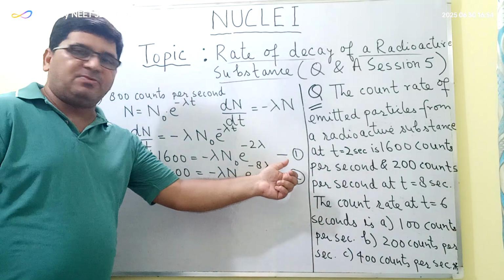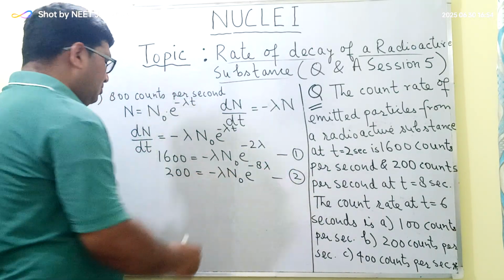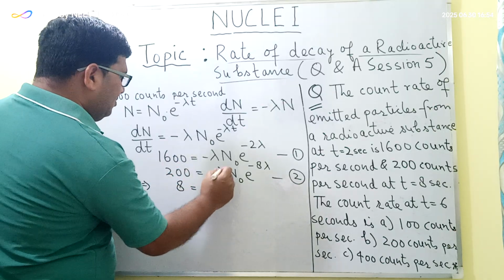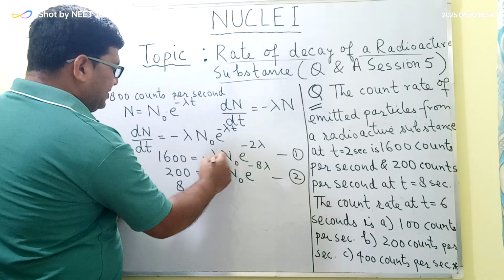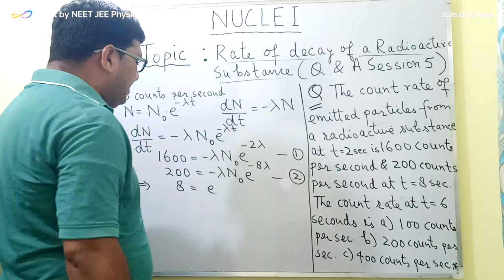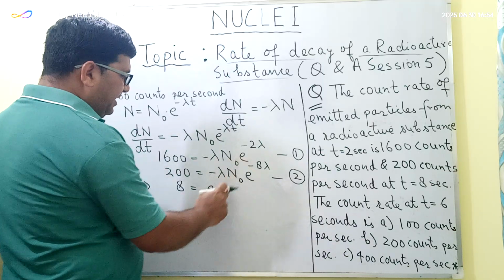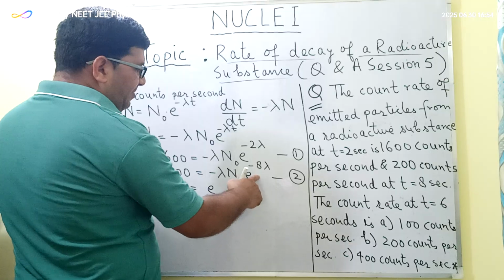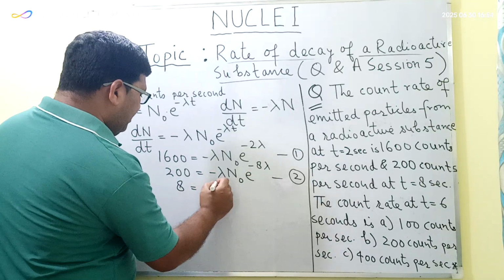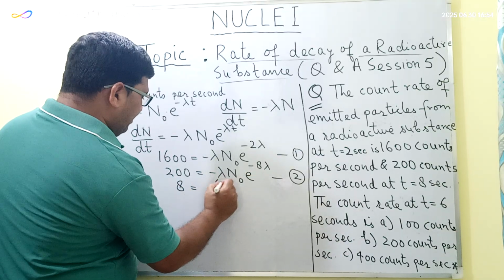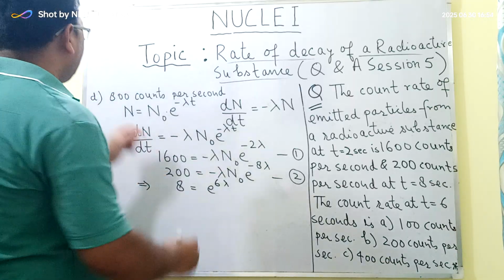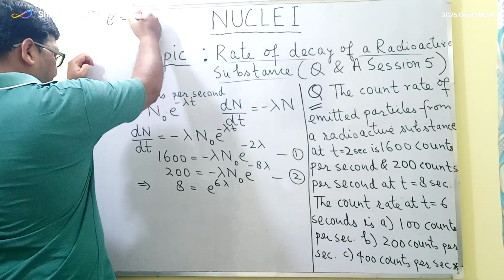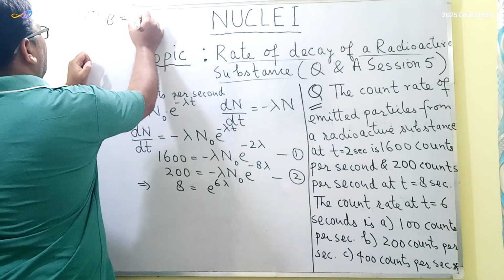Now if I divide equation number 1 by 2, I will get 8 is equal to e to the power minus 2 lambda divided by e to the power minus 8 lambda, as lambda and N naught get cancelled out. Finally I will get e to the power 6 lambda. So the relation I have got is e to the power 6 lambda is equal to 8.